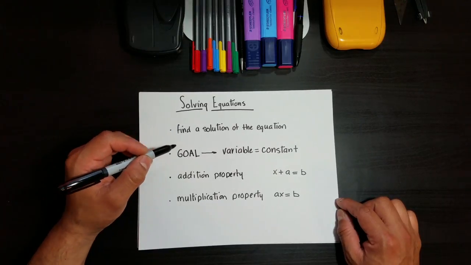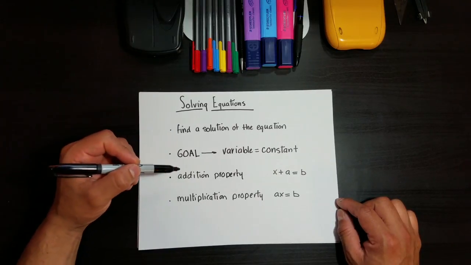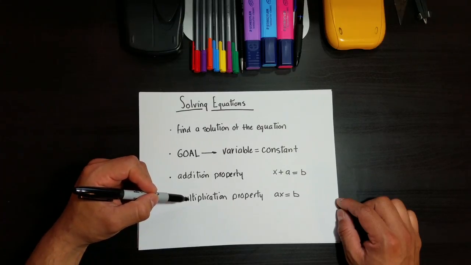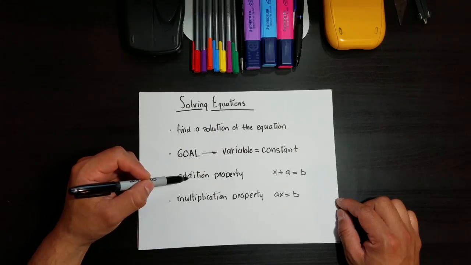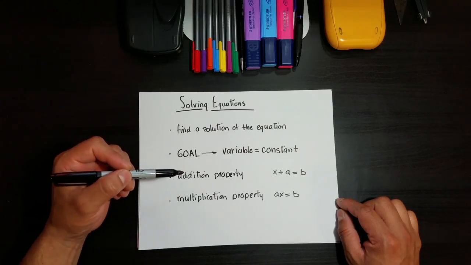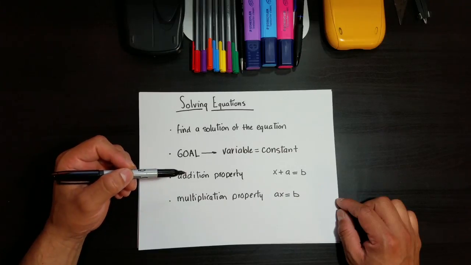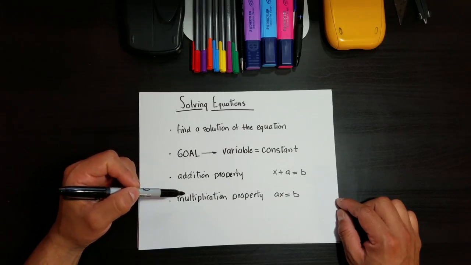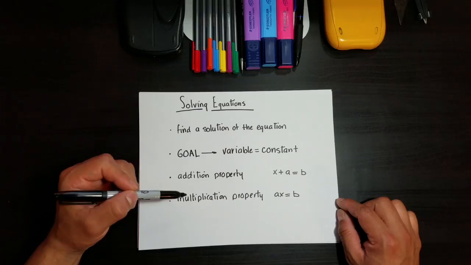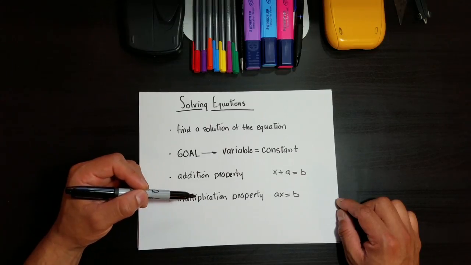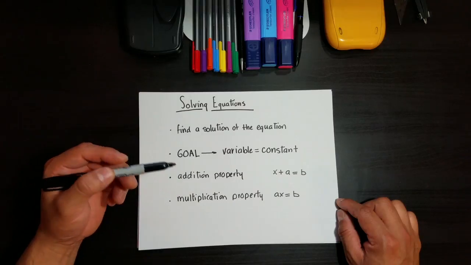In order to solve equations, you've got to be familiar with two properties: the addition property and the multiplication property. The addition property is where some number is added to each side of the equation without changing the equation solution. And the multiplication property is where each side of an equation can be multiplied by the same non-zero number without changing its solution.